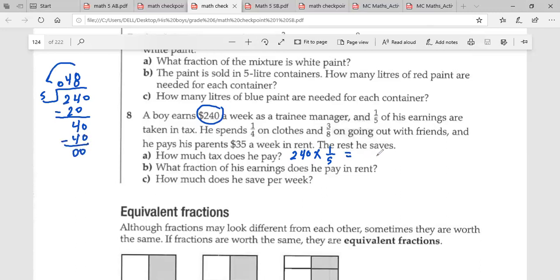The answer is 1 multiplied by 48 is equal to 48. Why do I multiply by 1? Because I have a 1 in the numerator. Okay, the answer is $48. The first one is $48. Okay, the next one.